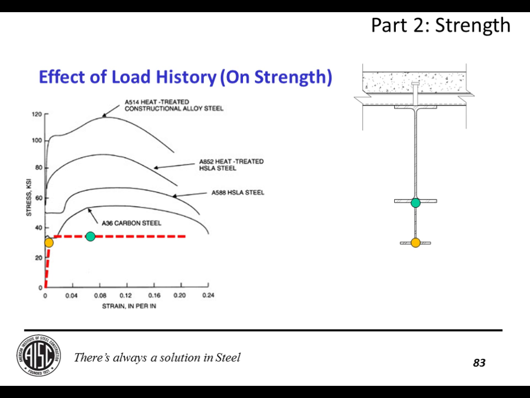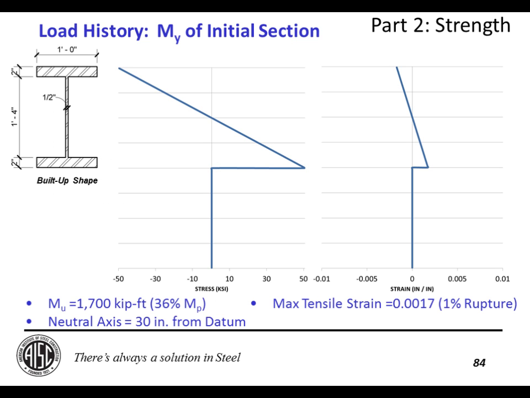And I knew that intellectually. I mean, I knew that to be the case, but I've always wanted to sort of take a look at an exercise to prove it to myself. So that's what I did for this presentation. I took a pretty hefty built-up shape, and I said that it was stressed all the way up to first yield. So the bottom flange here is stressed all the way up to 50 KSI. And that strain over here happens to be about 1% of its rupture strain.